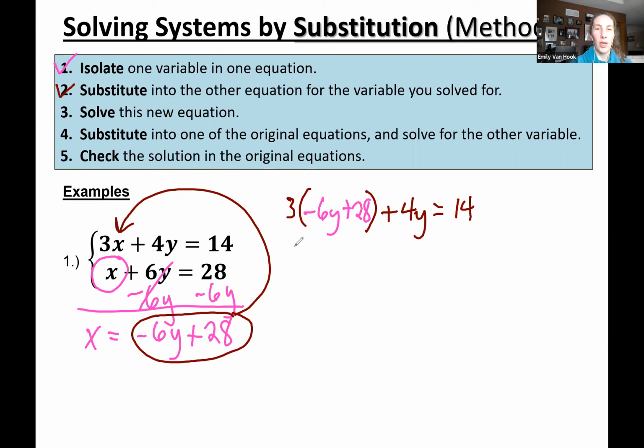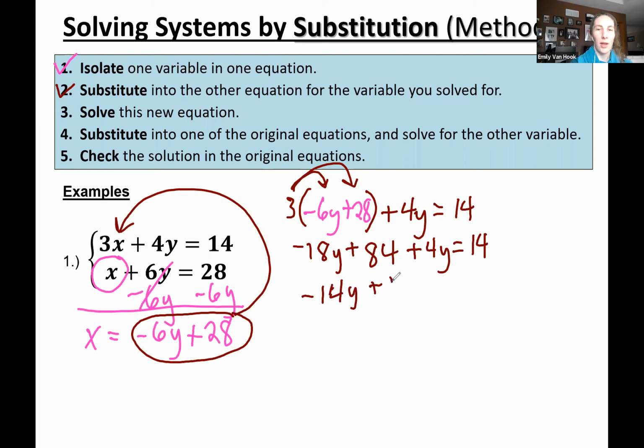I'll distribute the 3: negative 18y plus, let's see, 3 times 28 would be 84, plus 4y equals 14. Now I'll combine like terms. Negative 18 plus 4 would be negative 14. So negative 14y plus 84 equals 14. I would subtract 84 on both sides. That's negative 14y equals negative 70. Divide both sides by negative 14. y equals positive 5.